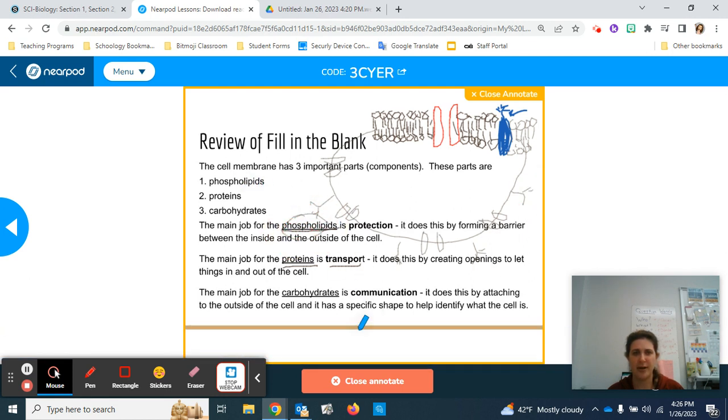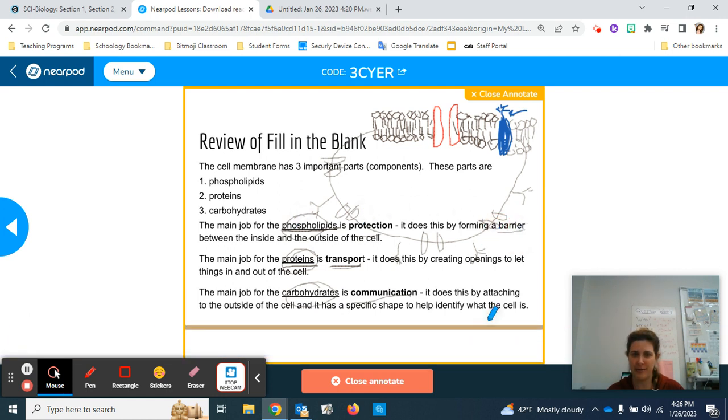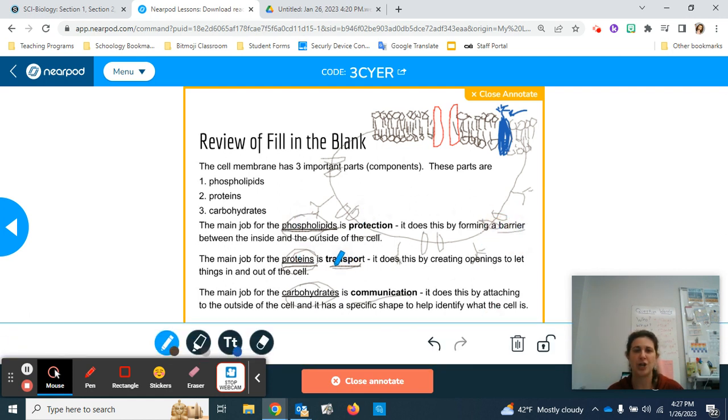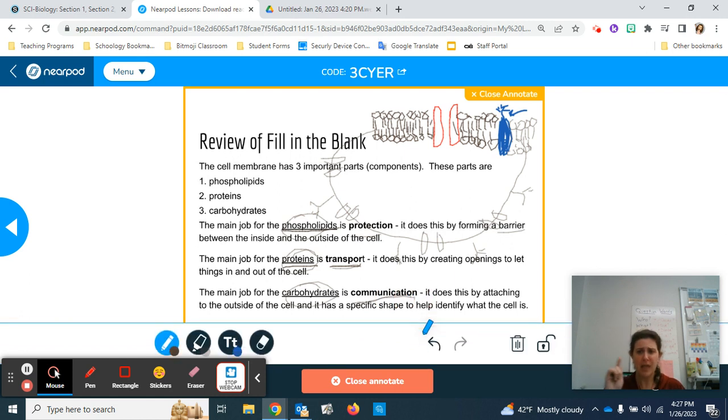3 parts of the cell membrane, 1, 2, 3. They each do their own job. Phospholipids protect by forming a barrier. Proteins transport by allowing things in and out. Carbohydrates communicate by allowing there to be identification from the other cells that are near.